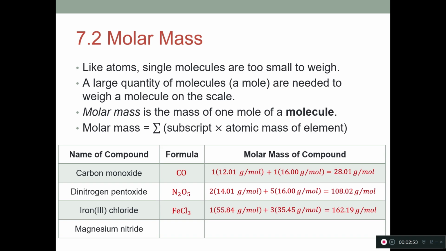And if we do the same thing for magnesium nitride, so that's 3 magnesiums, 2 nitrogens, so 3 times the molar mass of magnesium, so 3 times 24.31 grams per mole, plus 2 times the molar mass of nitrogen, so 2 times 14.01 grams per mole. We add those together and get 100.95 grams per mole. So again, we're just multiplying the molar mass of each element by the number of that element in the compound, adding all of those up, and that gets us the molar mass of that compound.